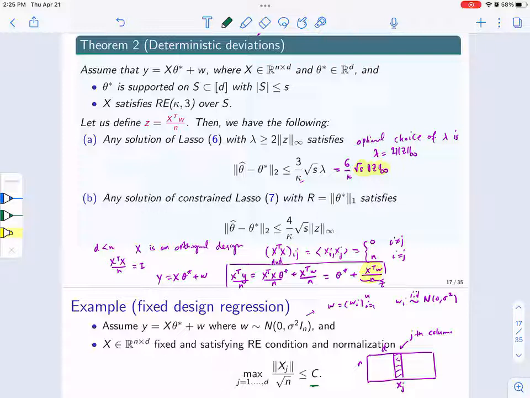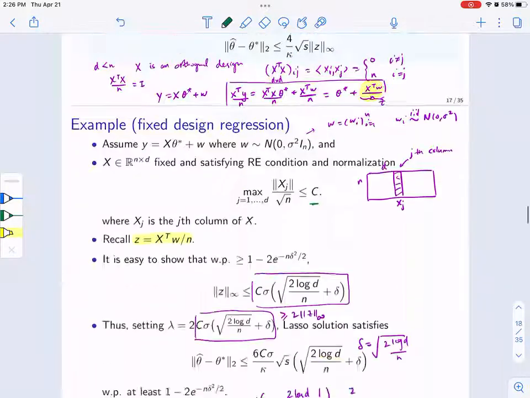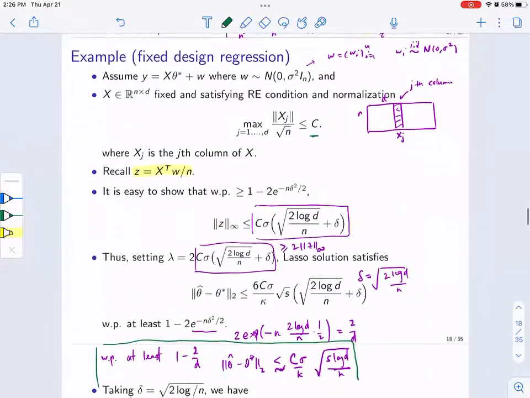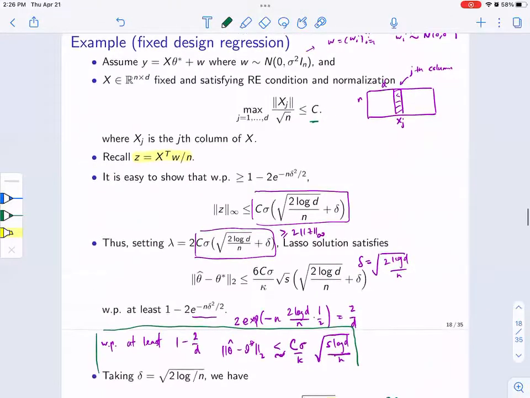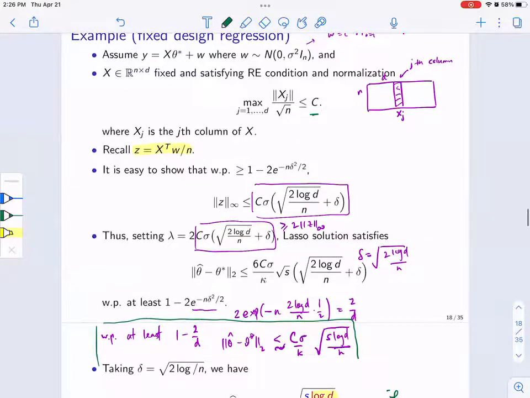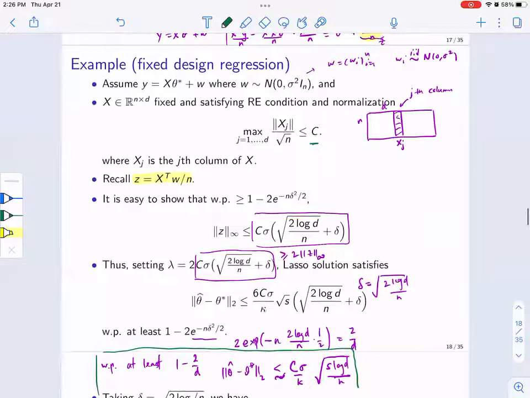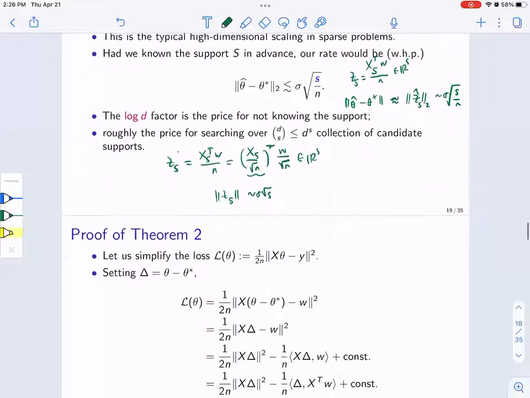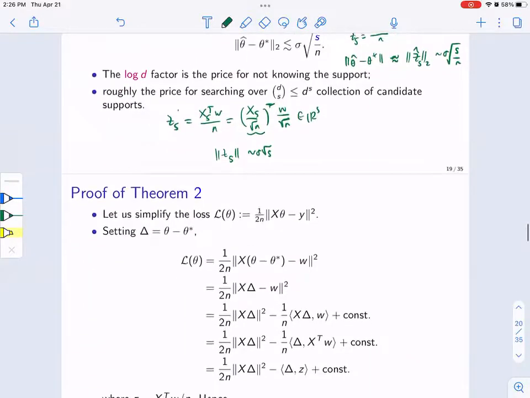But it's good to separate the deterministic part from the random aspect. So it makes things more clear. So that's the deterministic part. This is like the application to random Gaussian noise with fixed design. Later on, you can make it a random design, Gaussian random design, and then remove most of the conditions basically.